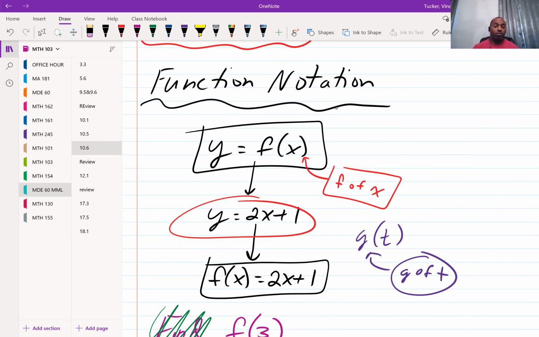You can be within a problem or an explanation in a book or whatever, and they can switch f of x and y back and forth and assume that you know that they're the same thing. They don't change the value of anything. It's just that f of x and y can be interchanged. Once again, when you use f of x, that's considered function notation. The equation is now in function notation.